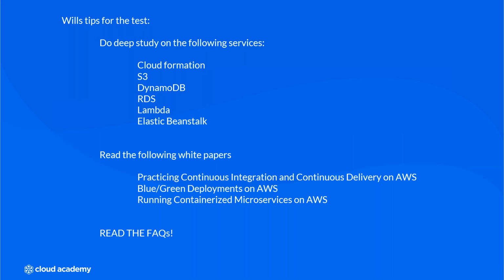You should also read the following white papers. Practicing continuous integration and continuous delivery on AWS. They're very boring, I'm sorry. I'll write a video one of these days and put it on the website going over a highlight of the important stuff. Blue-green deployments on AWS, running containerized microservices on AWS. These 3, there's a bunch that they say to go read, but these 3 are like the 80-20 rule of white papers. Just at least browse through them and try to read them if you can.